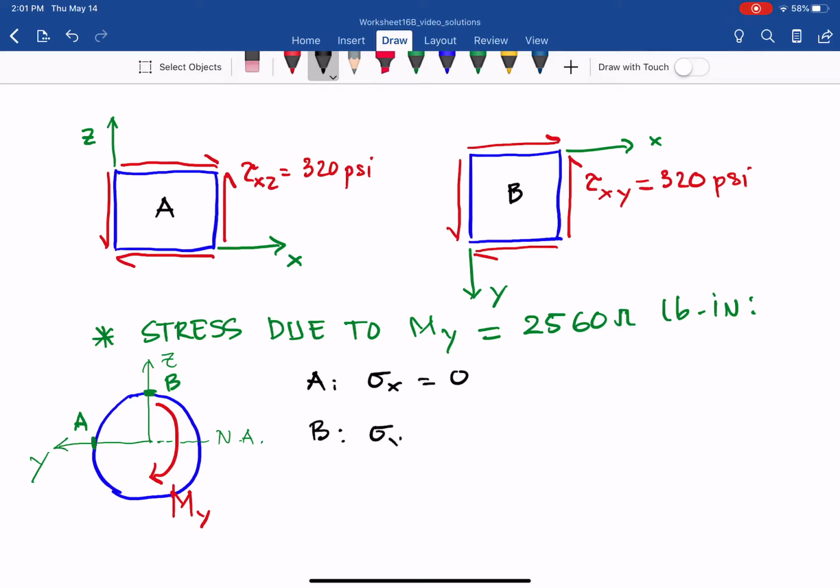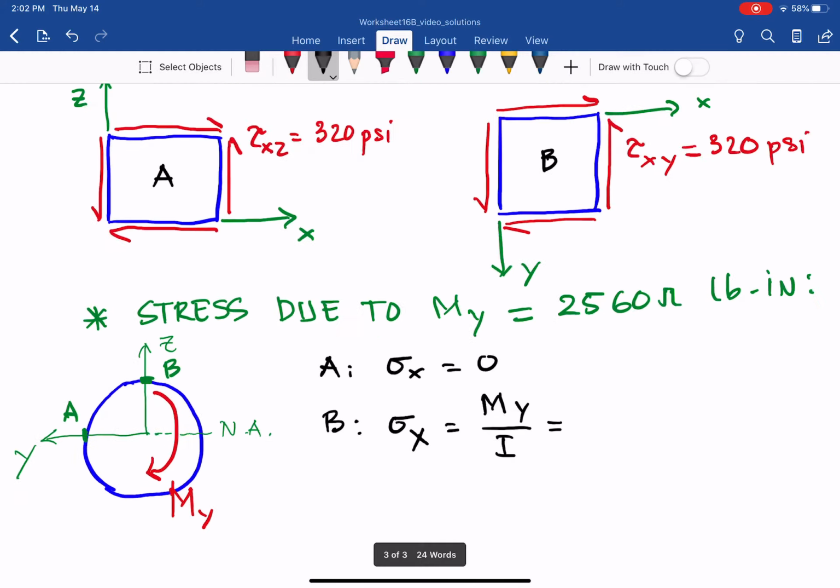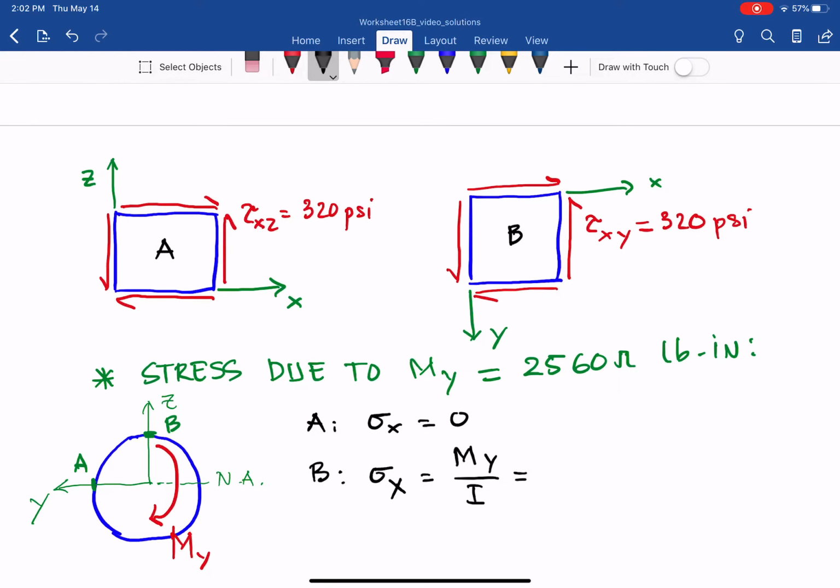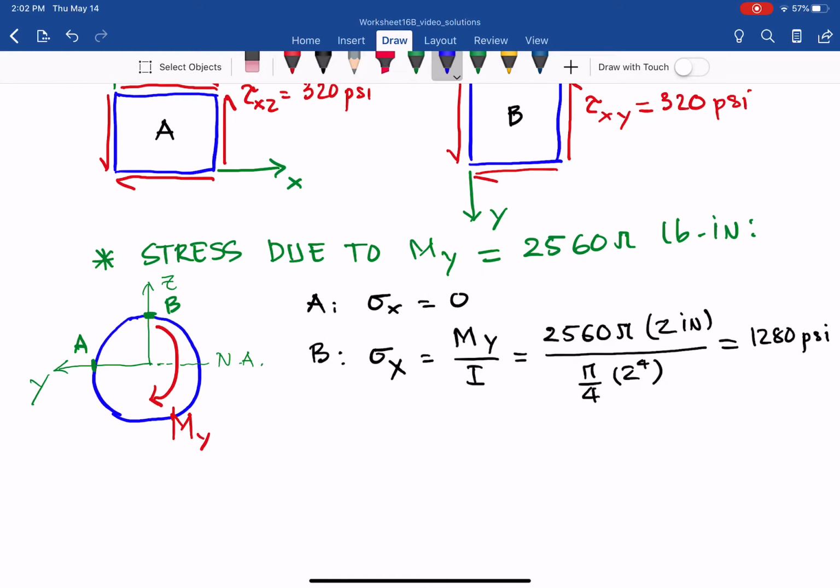At B, sigma x equals, because that bending moment creates the normal stress, my over I, and with that it will create a positive, and you can see the bending that way, positive on the cross section at B. So we have 2565 at B, at the outermost fiber, so y equals C, which is the radius, 2 inch, divided by I, 5 over 4, 2 to the power 4. And with that, it equals 1280 psi.